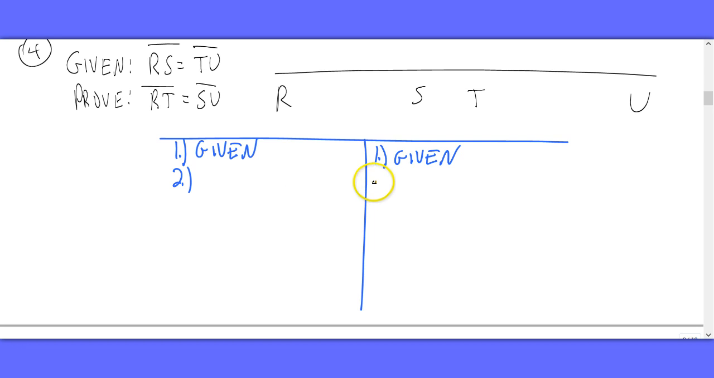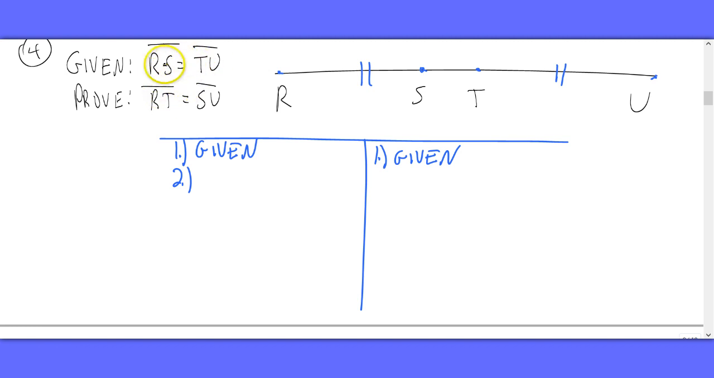Here is proof number 4. We're given that RS is equal to TU, so these two segments are equal to each other. And we're trying to prove that the overlapping segments RT and SU are equal. So I don't have an equation that I can set up right away from the given.